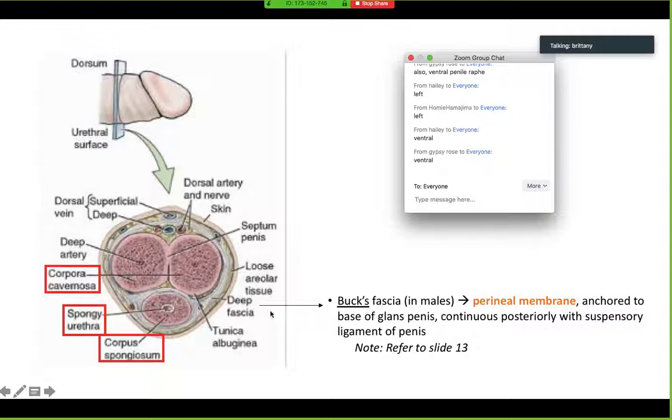Okay, so here is that Buck's fascia. Buck's fascia is this deep fascia encircling the erectile tissue within the penis. So whoever asked me about that, here's a good picture of Buck's fascia.